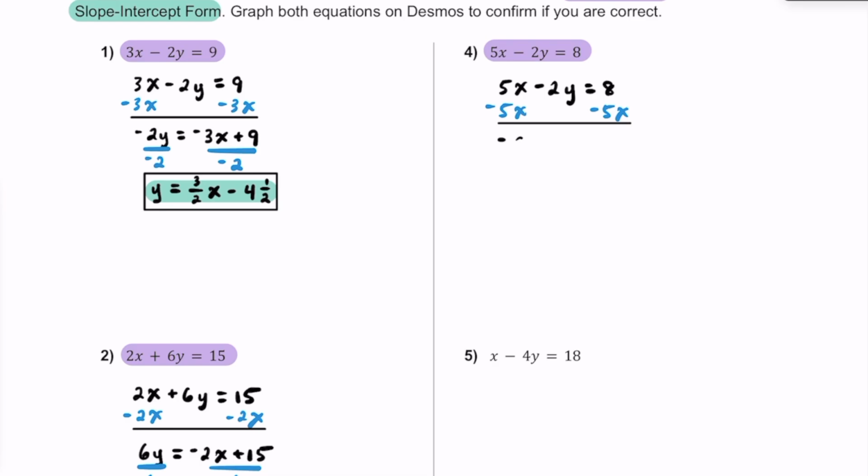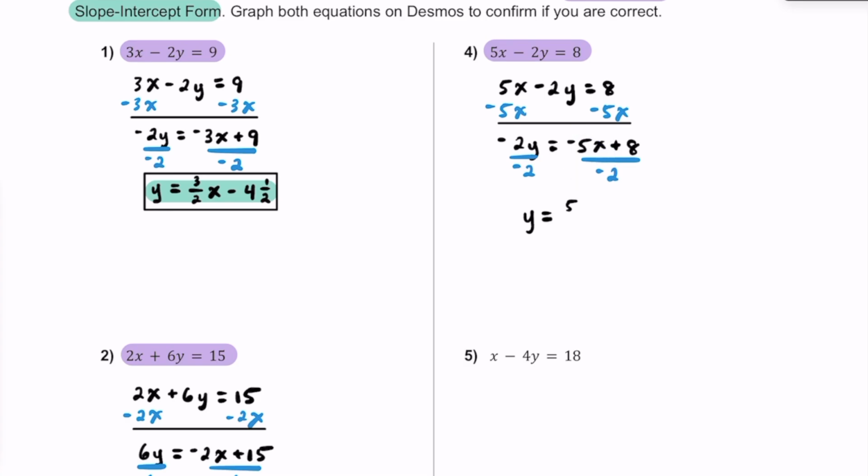If we do that, we're going to be left with negative 2y is equal to negative 5x plus 8. All right, cool. So let's go ahead and divide both sides by -2. Let's get the equation to say y is equal to. So y is equal to. And on the right side, what do we have? Well, we have a negative over a negative. That's going to be positive.